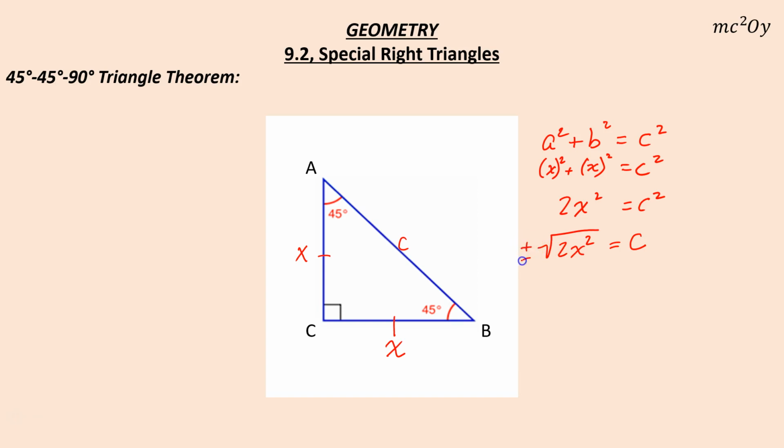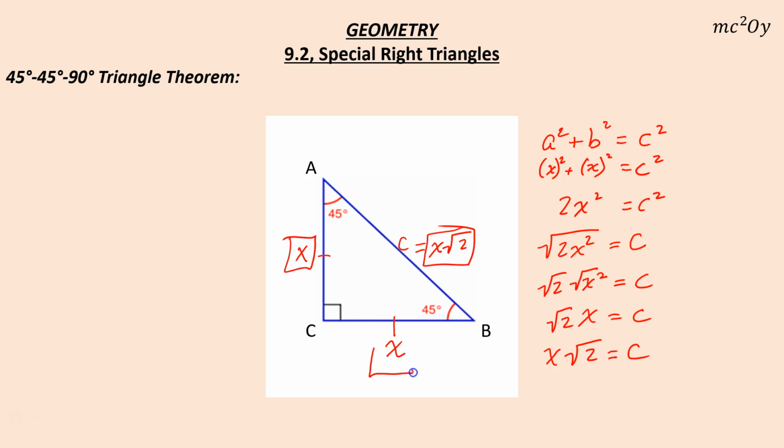Remember, when you impose a root, you usually put plus and minus, positive and negative value. However, a negative value wouldn't make sense here because you have a length. Okay, so we're dealing with the principal root here. And so that's root 2 times root x squared, which is equal to c. And then the square root of x squared is x. I have root 2 x equals c. So c is equal to, I'm going to just rearrange this, x root 2. Okay? So c equals x root 2. So this side right here, x root 2. So the relationship for a 45-45-90, the legs are both x, the hypotenuse is x root 2.